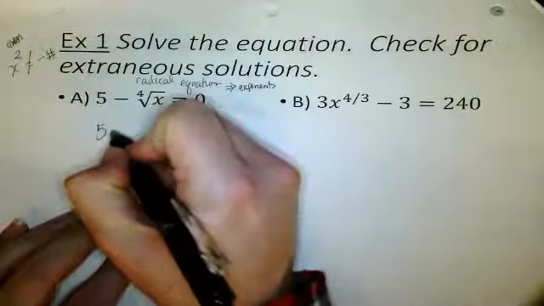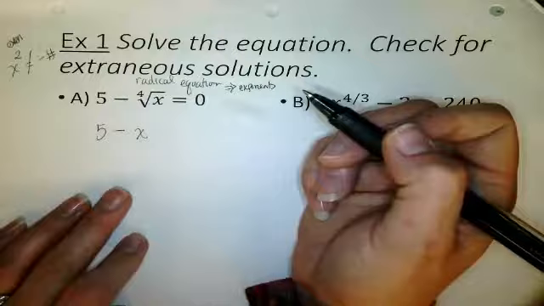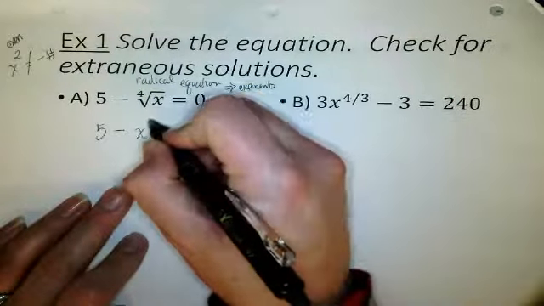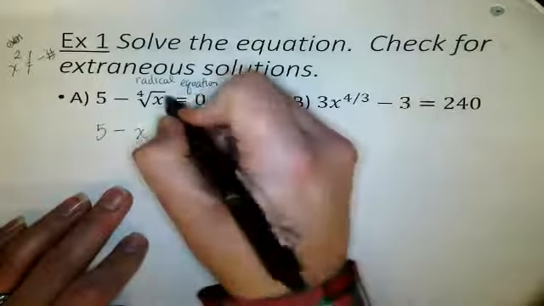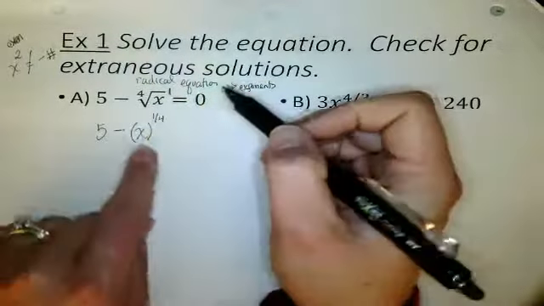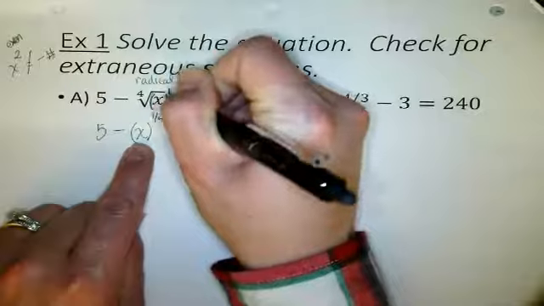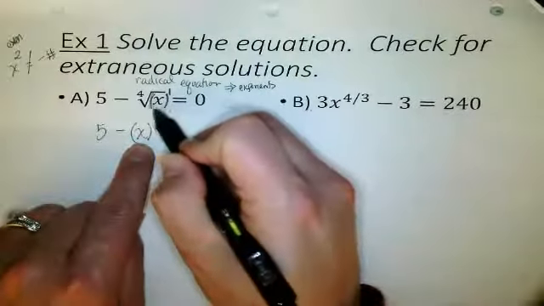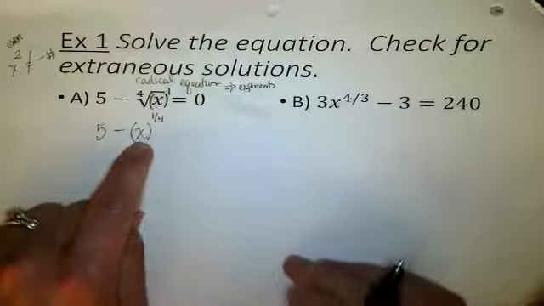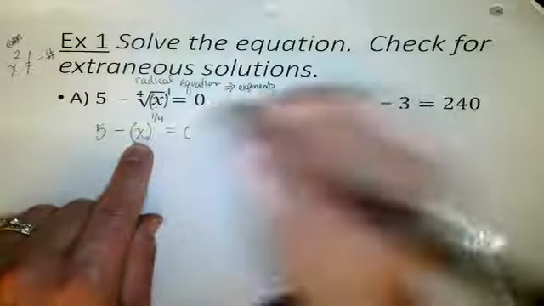So I'm going to rewrite this as 5 minus x to what power? Is it to the 4th or is it to the 1/4? 1/4. Yeah, there's a power here of 1. So this would be x to the 1/4 power. You'll notice I put parentheses. We want to make sure that we're very, very clear what is inside the radical. So we want that same power here just on whatever's inside the radical. Okay? Is equal to 0.